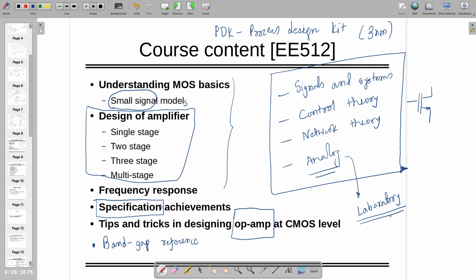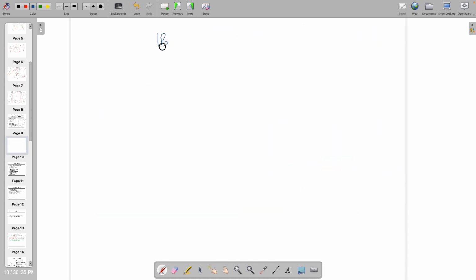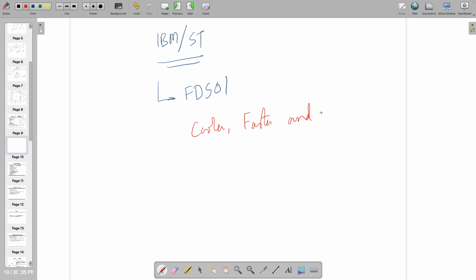So IBM and ST, these are the two who started FDSOI. They were advertising FDSOI. It's the same transistor. The only difference between FDSOI and a CMOS transistor is it's cooler, faster, and low power. That's actually the only difference. There is no other difference than these three. Equation-wise also they look alike to each other. It's not much difference.